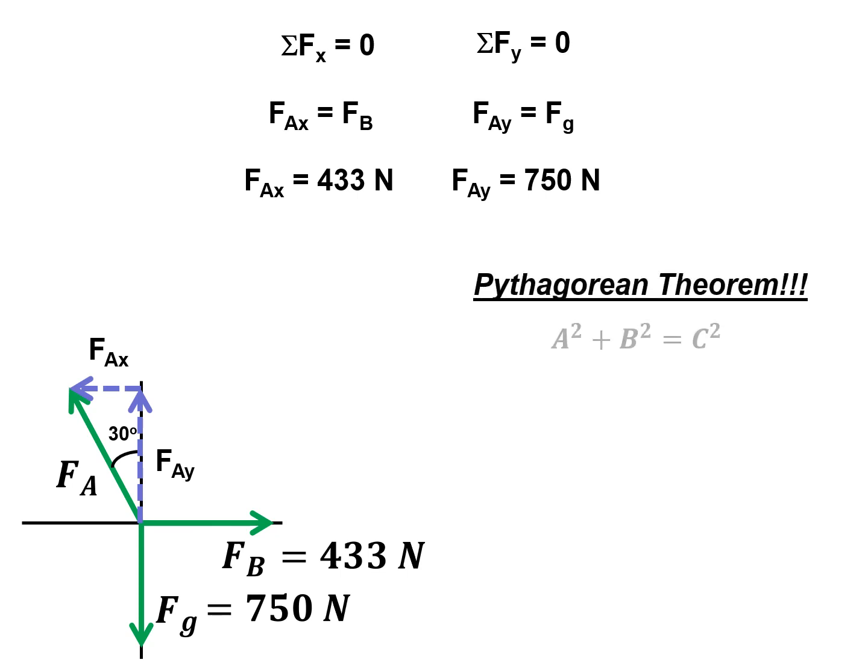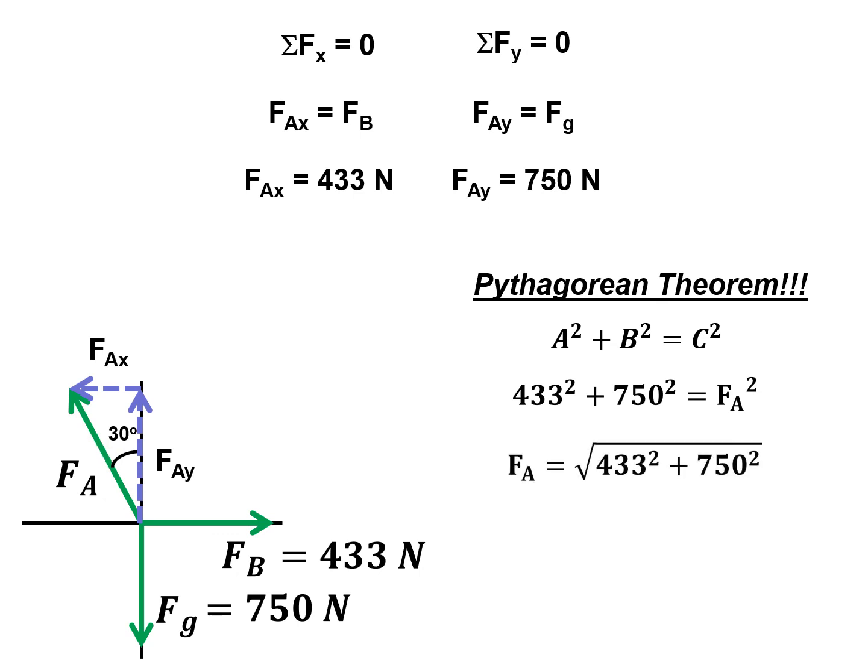So now I can use the Pythagorean theorem to figure out that this side, which is going to be the 750, and this side over here, which is going to be the 433, I can do 433 squared plus 750 squared. That's going to be equal to the hypotenuse, which is F of A, squared. So we square root both sides, and we get that force A is going to be equal to 866 newtons. So that's going to be our equilibrium force for these other two forces.